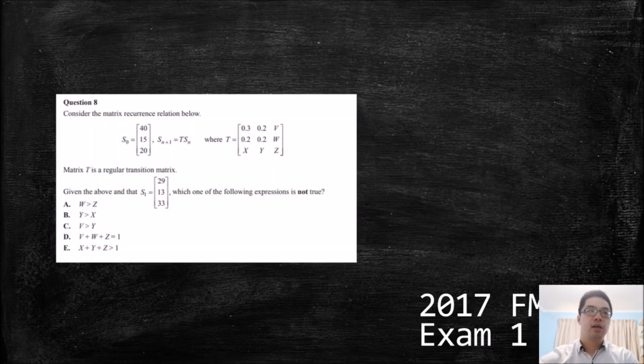Hi, so this is 2017 Further Maths Exam 1. Let's have a look. So question A, consider the matrix recurrence relation below. Matrix T is a regular transition matrix. Given that the above and the S1 is equal to that, which of the following expressions is not true? Let's have a look.